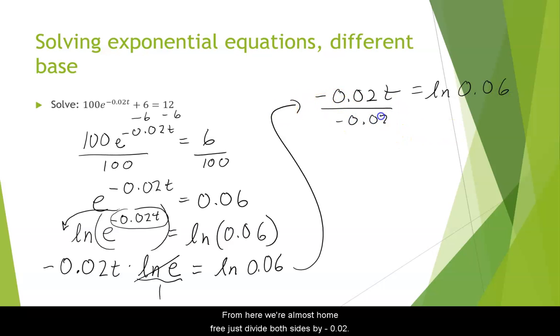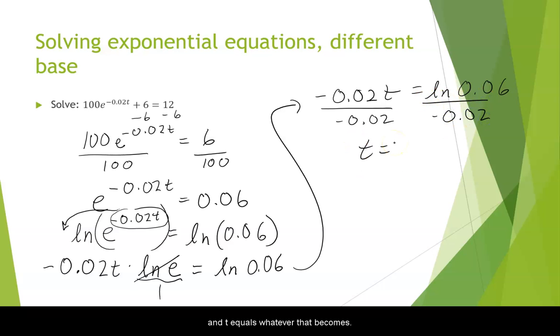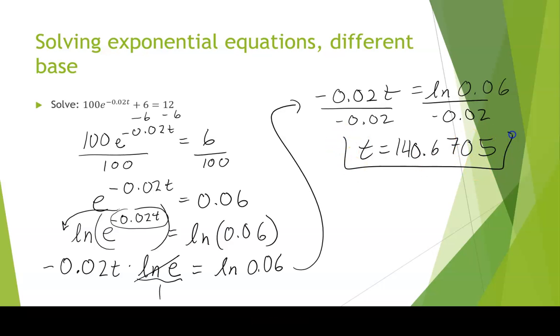Just divide both sides by negative 0.02, and t equals whatever that becomes. I got 140.6705, approximately.